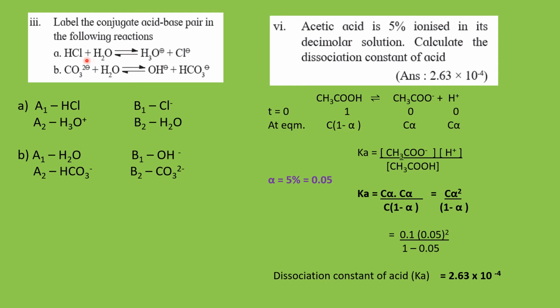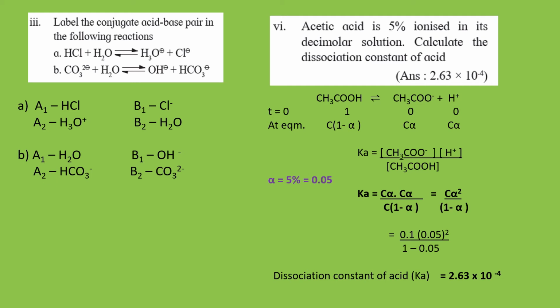CO3 2- is accepting the proton from H2O, so it is a base. After accepting the proton, it is converted to HCO3-, which is an acid. So HCO3- and CO3 2- are the second conjugate acid-base pair in this reaction.